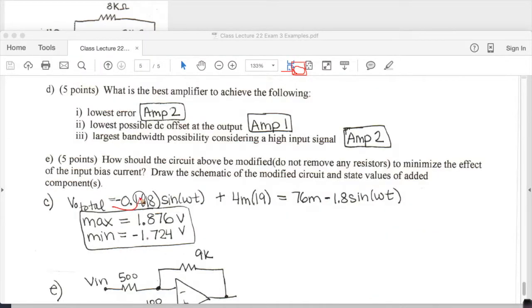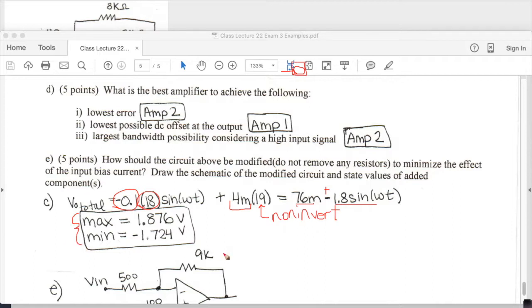The output without the offset is going to be 0.1, the value of the amplitude, times the gain portion, which is minus 18. And then we have the offset, and remember you also have to use the non-inverting gain here. So this gives us 76 and then a plus or minus 1.8. So 76 plus or minus 1.8 sine gives you this max and this min value.